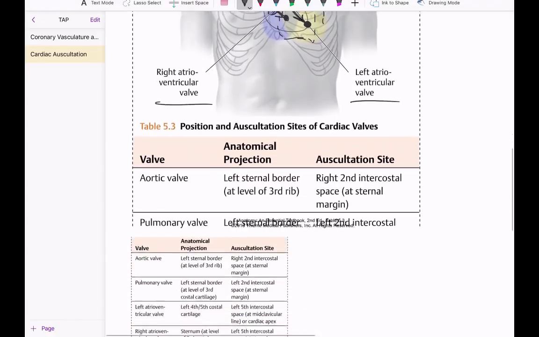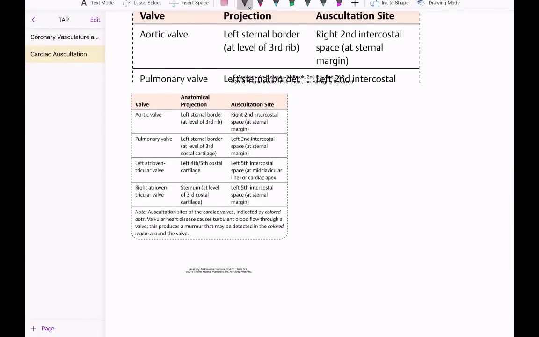And that's summarized nicely right here in this table. So aortic valve is the odd duck, left for the pulmonic, left for mitral, left for tricuspid, and then notice the intercostal spaces. Second and fifth is what we're looking for.